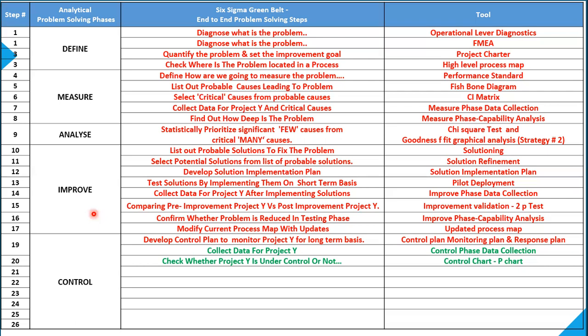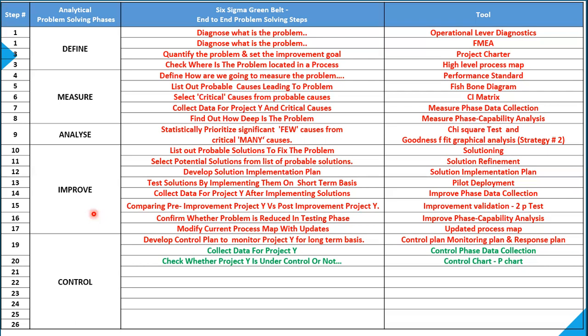Based on this, we will rate each and every solution. We'll have a solution prioritization index, and the higher the solution prioritization index, the higher the chances that the given solution will get implemented in improve phase. So now here we got refined solutions, and now we need to implement them. So we'll come up with a solution implementation plan, right? And we will implement these solutions on an experimental basis, that is for a short-term basis.